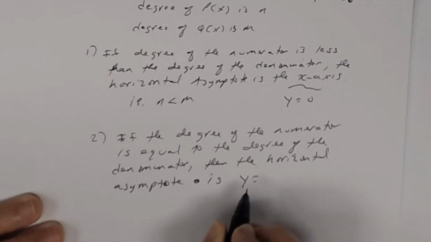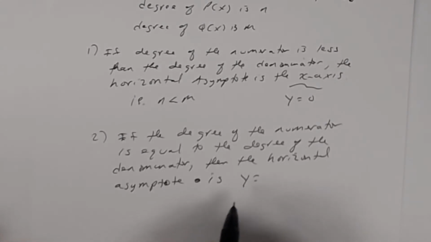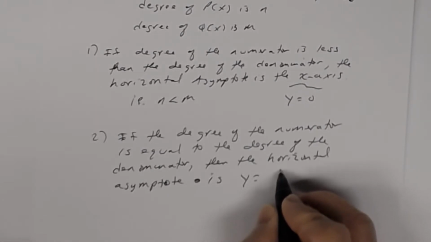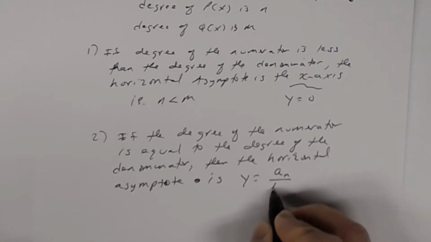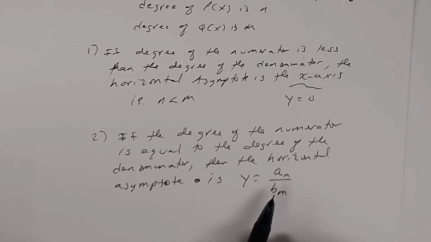y equal. Remember, the horizontal asymptote is a line, so you get to denote it using an equation. So remember, all horizontal asymptotes are always y equal. Vertical asymptotes, you remember, is x equal. So horizontal asymptote is y equal. And I'm going to write it like this for right now. So it'll be y equals a sub n divided by b sub m. So a sub n divided by b sub m.